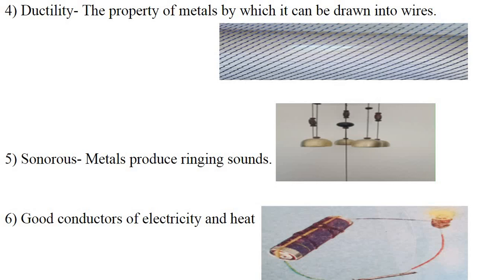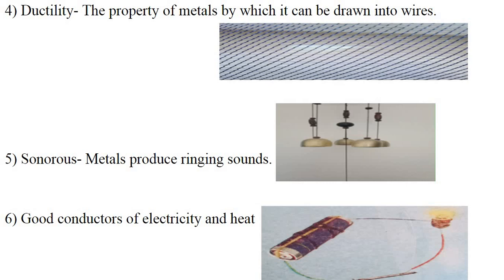And children, there are some exceptions. Metals like sodium and potassium are soft. You already learned that metals are hard, but here some exceptions are there. Sodium and potassium are soft and can be cut with a knife. Mercury is the only metal which is found in liquid state.